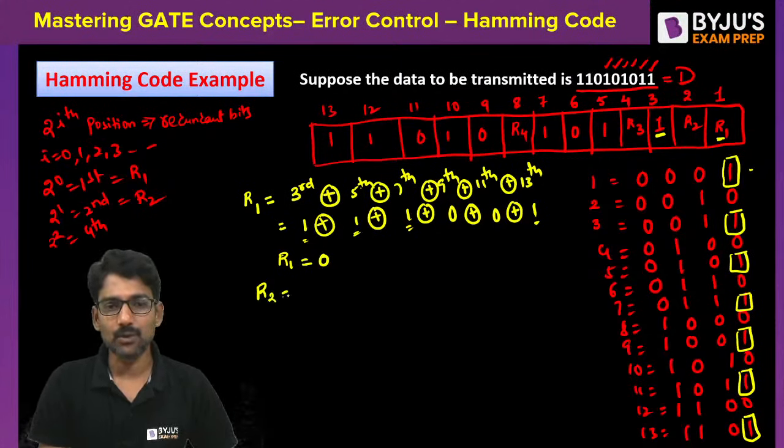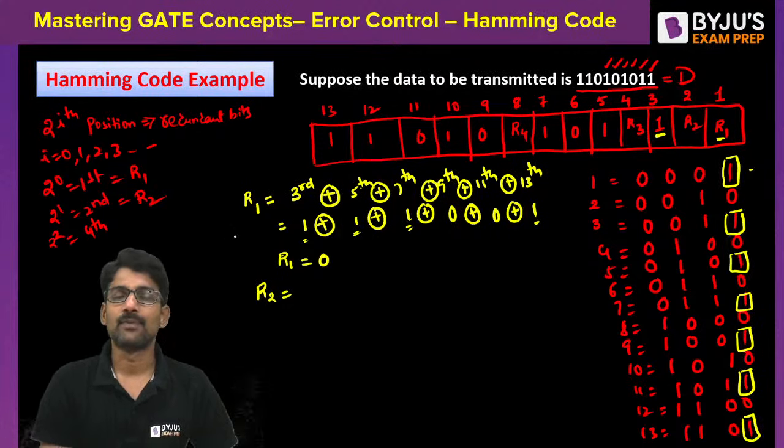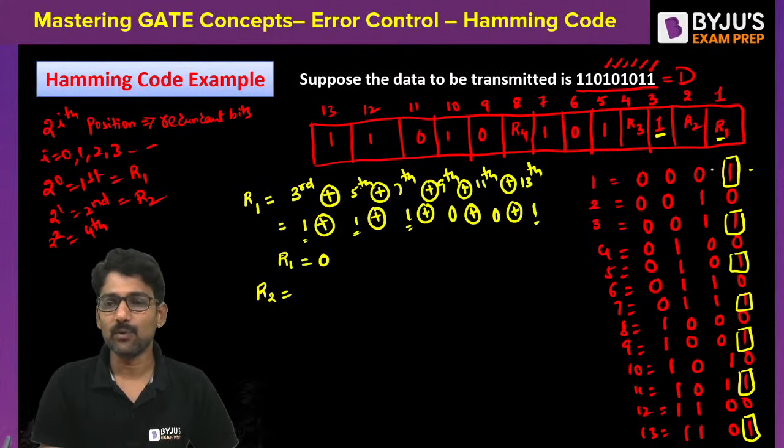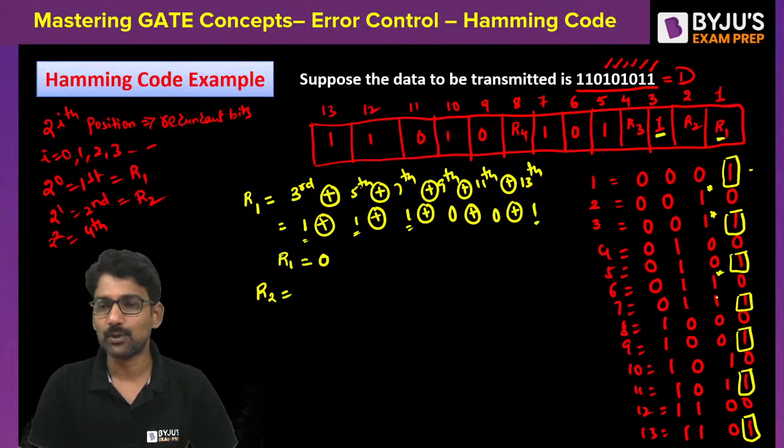Now R2, how do you check R2? Find where you have ones in the tens place. That is, pick 2, skip 2.